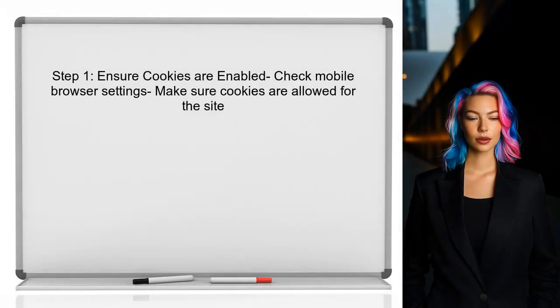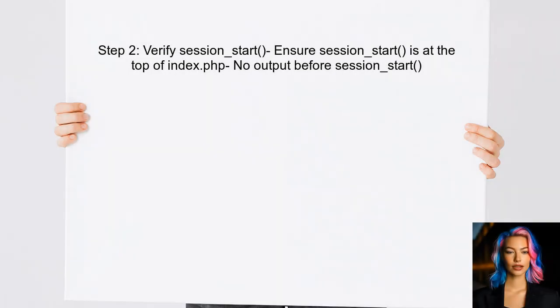To address the session issue on mobile devices, the user should first ensure that cookies are enabled in the mobile browser. Sessions in PHP rely on cookies to store the session ID. Next, the user should verify that the session is being started correctly. In the index.php file, the user should call session_start at the very beginning of the script, before any output is sent to the browser.